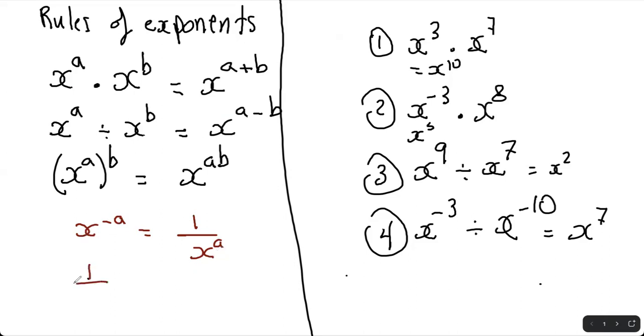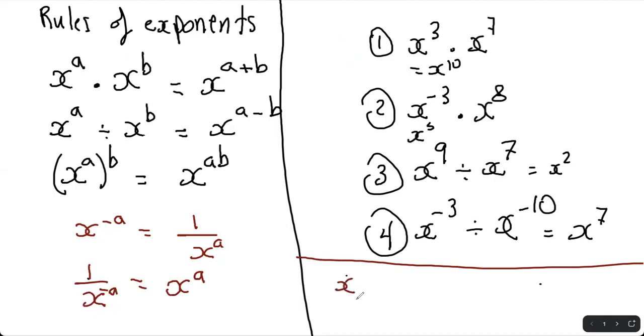Also, if you have 1 over x to the negative a, then you're allowed to bring the x to the top, and then the a becomes positive. And then one more rule: if I have x over y to the power of negative a, I could flip all of this. So I go y over x, and that will make it all to the power of positive a.